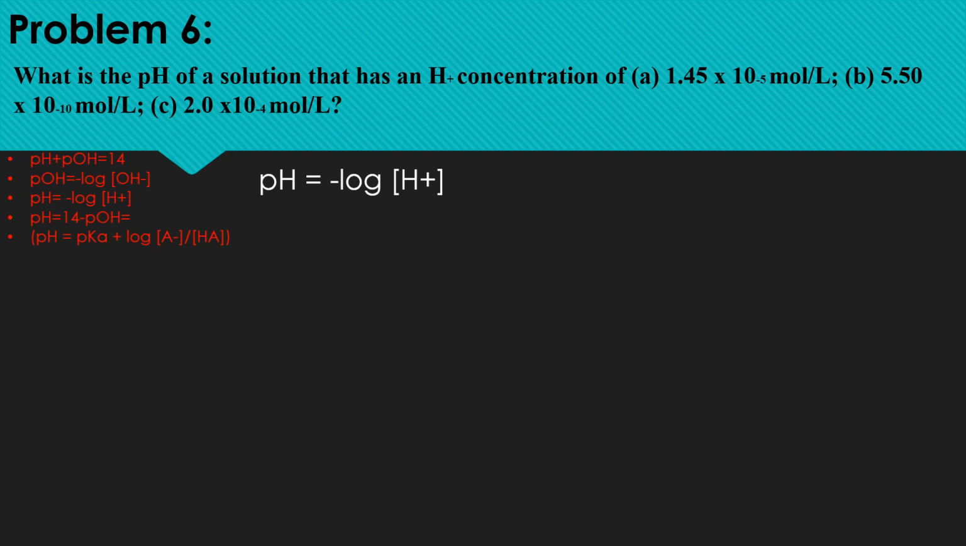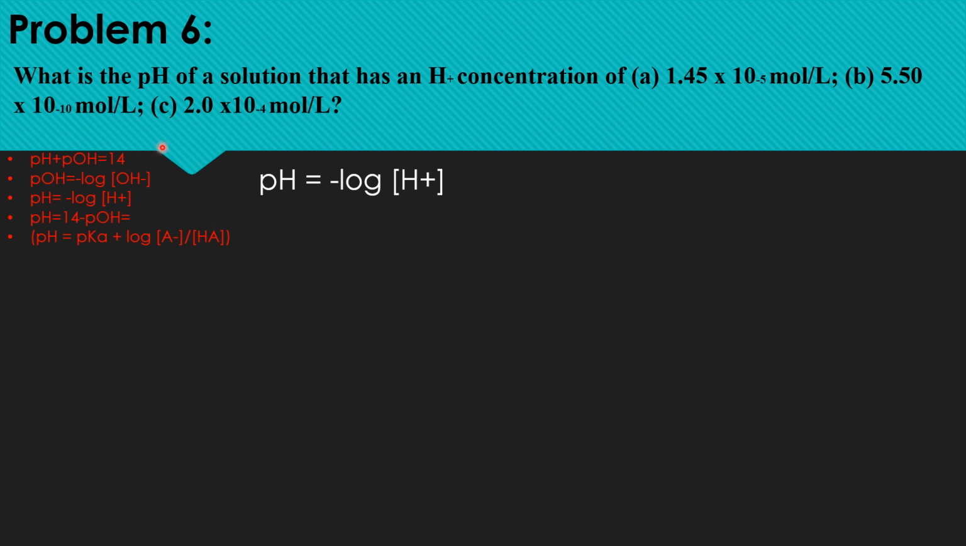Problem 6. What is the pH of a solution that has a hydrogen ion concentration of A, 1.45 times 10 to the negative 5th moles per liter? And the other two are the same. So what I did here was I added some formulas that all relate to pH. Anytime you get a pH problem, all you have to do is identify what they're giving you and what they're asking for. And then that's how you know which of these formulas to use.